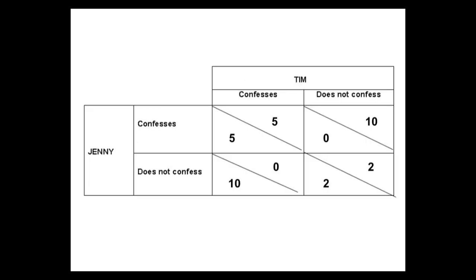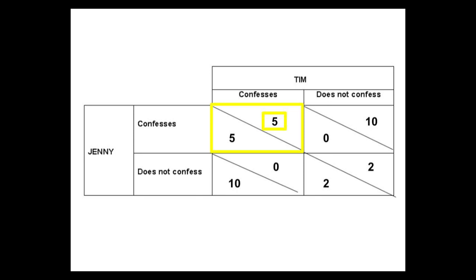And from here we can see the outcomes, or the payoffs, to both players at each different position within the game. So for example, by looking at this cell here, if both Tim and Jenny confess, we can see that Jenny, who's represented by the bottom left-hand numbers in each cell, would receive 5 years in prison, and Tim, who's represented by the top right number in each cell, would also receive 5 years in prison.